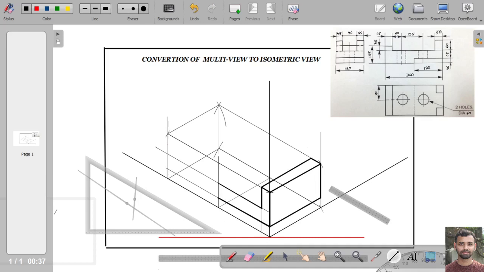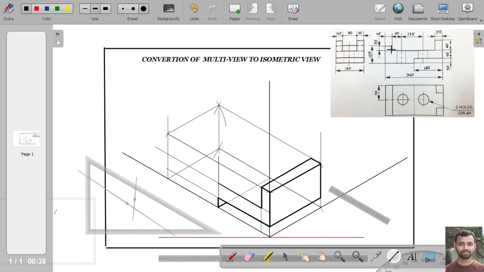and then this vertical one. Okay, and then from this point again we have to show this part. Okay, all these are the visible edges. That's why I am showing all the lines with the help of thick lines. Now we will make this part. Okay.